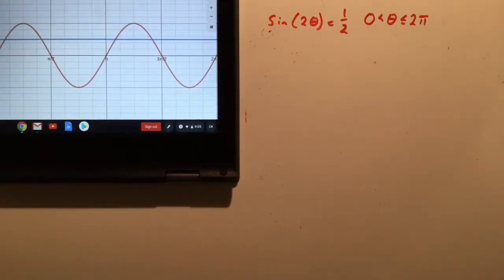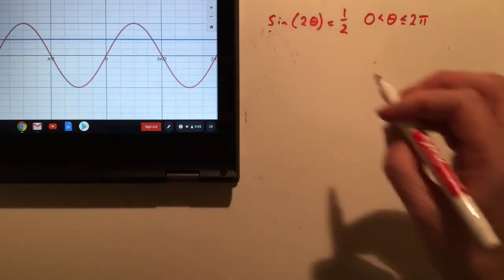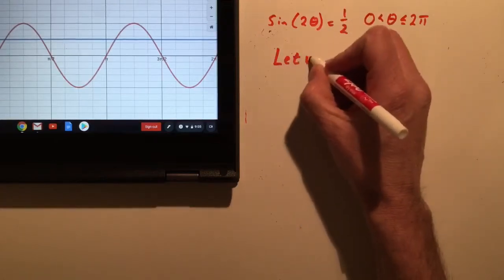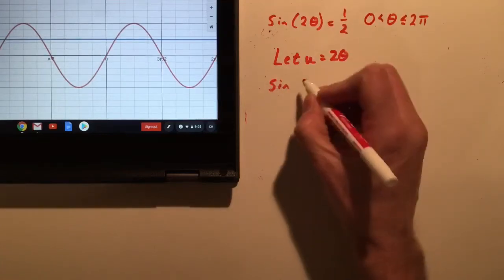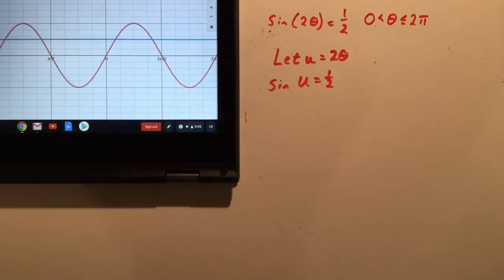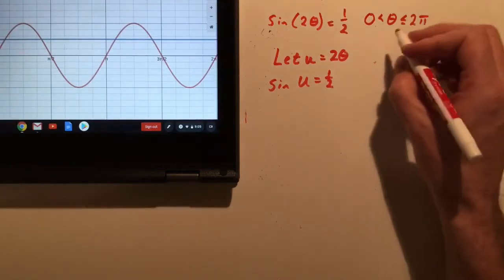Let's try something a little different. This time we're going to try U substitution, because U substitutions are cool and because they make me feel smart. So we're going to let U equal 2 theta. So my new equation becomes sine of U equal 1/2. And trig equations don't get much easier than that. Now here's the thing, my domain is still in terms of theta.